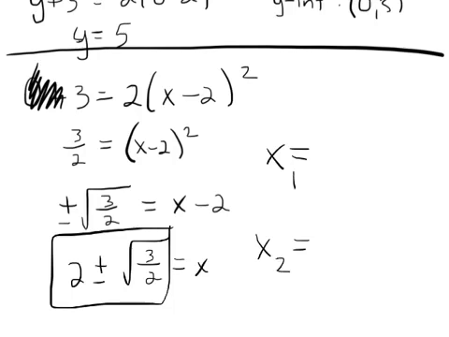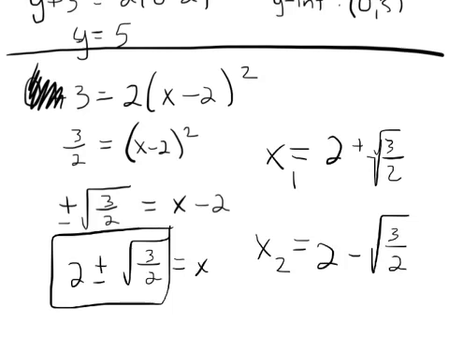So if I wanted to find the 2 x-intercepts for this problem, one of them is 2 plus root 3 over 2. The other is 2 minus root 3 over 2. Go ahead and find the decimal representations of those. Estimate it to the nearest 10th, please.